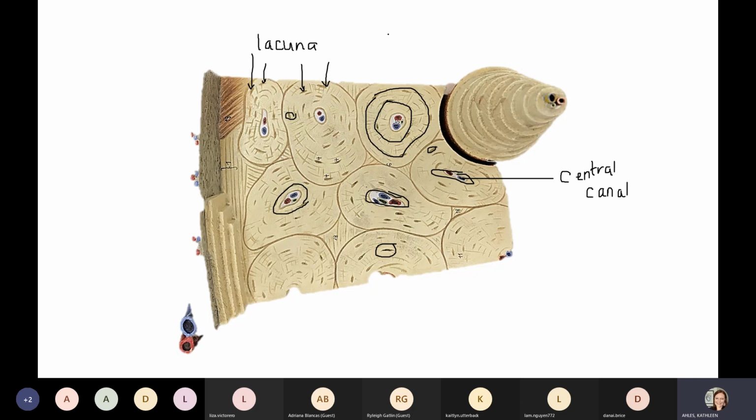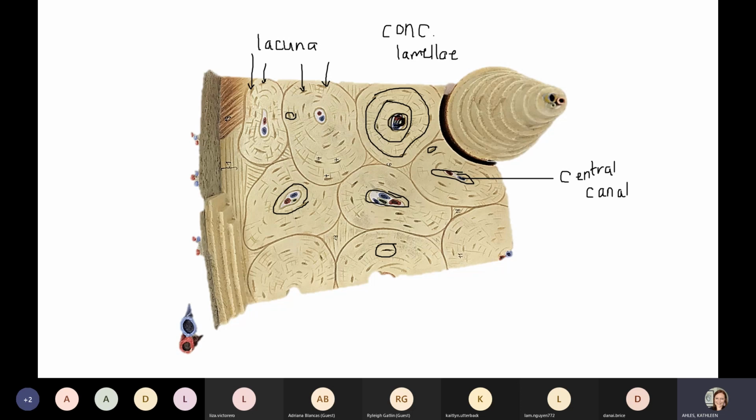Concentric lamellae. So I'm going to abbreviate over here on my slide. Concentric lamellae. That word concentric means that we are in a circle. So concentric lamellae are the circles of bone cells that we find around the central canals.